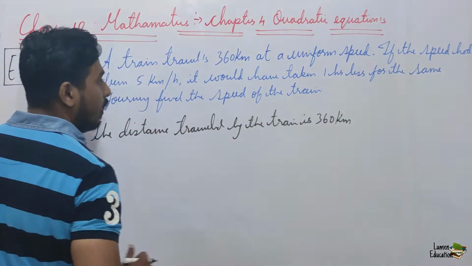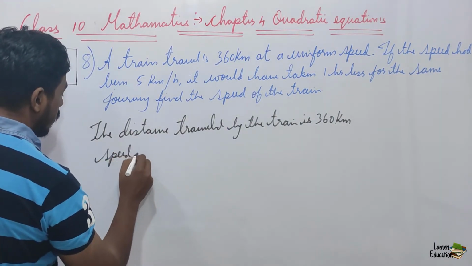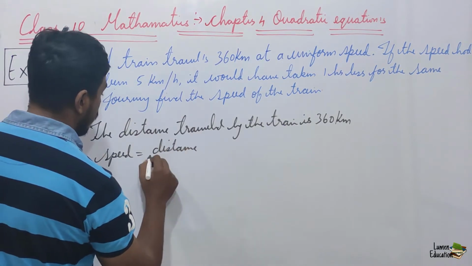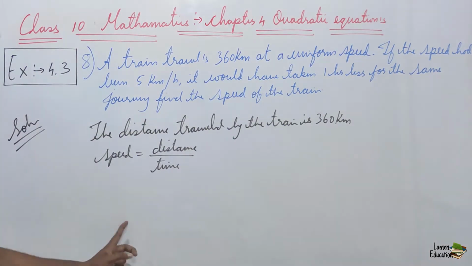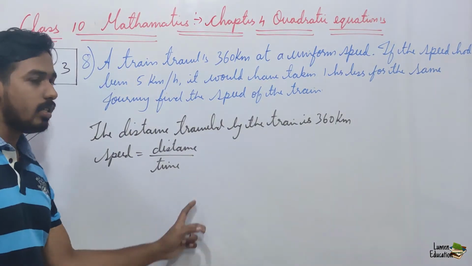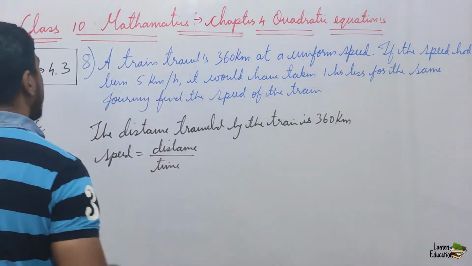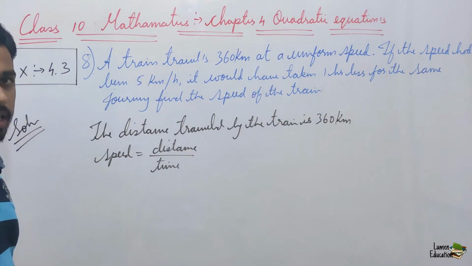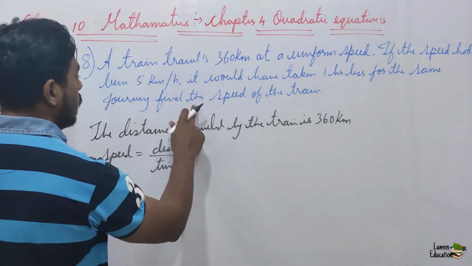Now in physics we have studied that speed is equals to distance by time. Okay, this formula is very important in this problem. Speed is equals to distance by time. Now if the speed had been 5 km per hour more, okay, so I will take the find the speed of the train.